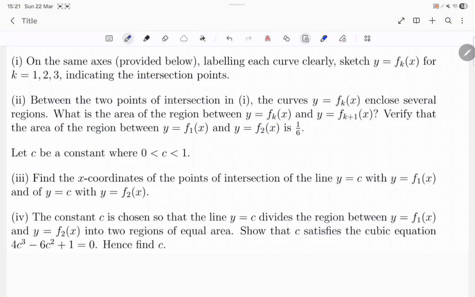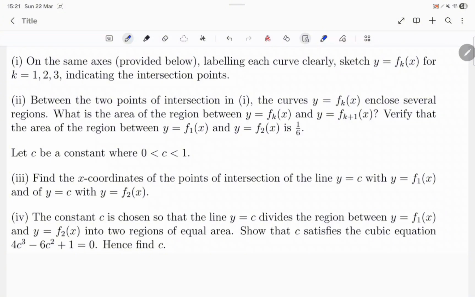Let c be a constant where 0 is less than c is less than 1. Part 3. Find the x-coordinates of the points of intersection of the line y equals c with y equals f1 of x, and of y equals c with y equals f2 of x.